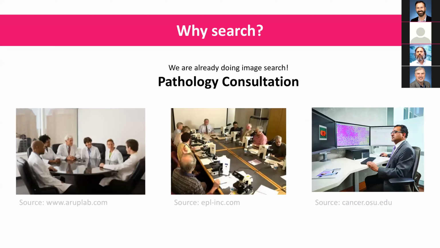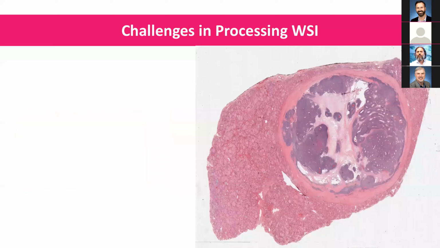This is actually search. When a pathologist is looking at images, we definitely search in our brains for similar cases. We don't know how we do that as human beings, but definitely that happens. And we want to basically simulate that image search in the human brain. But there are a lot of challenges to deal with.